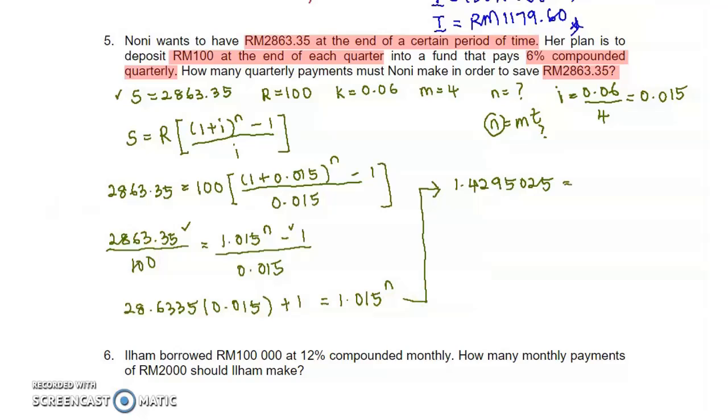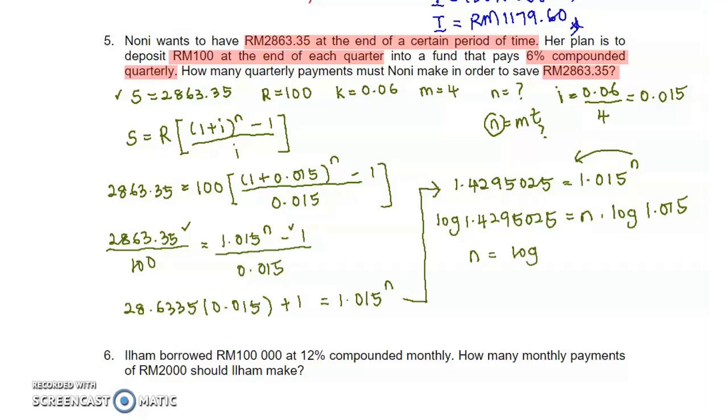Okay, so on right hand side we have 1.015 power of n. Now n is in terms of power. So in order to eliminate the power of unknown values here, we can apply log. If right hand side you put log, left hand side also you need to put log. So log 1.4295025, n you bring in front. So here becomes n multiply, dot means multiply, and then put log 1.015. So n equal to log 1.4295025 divided by log 1.015.